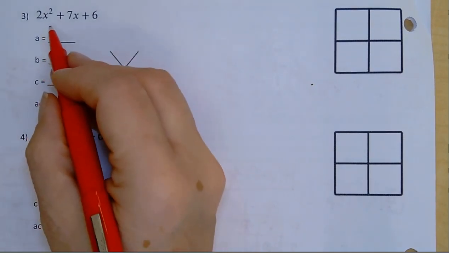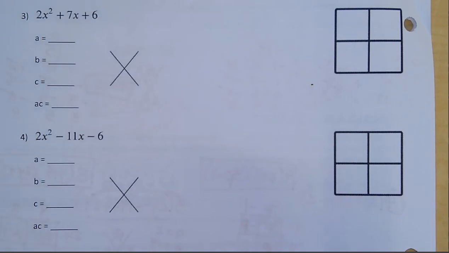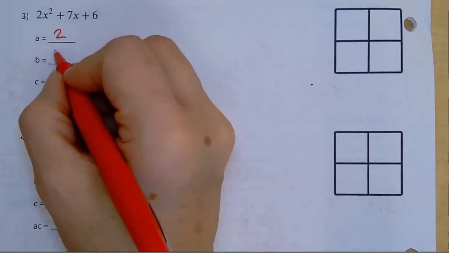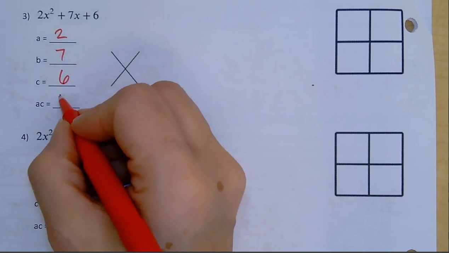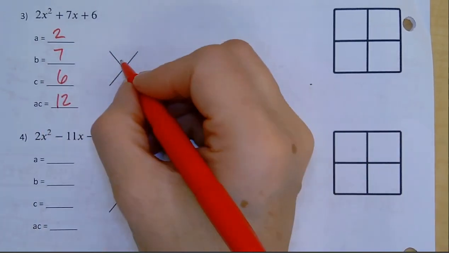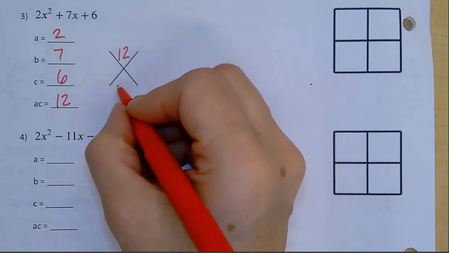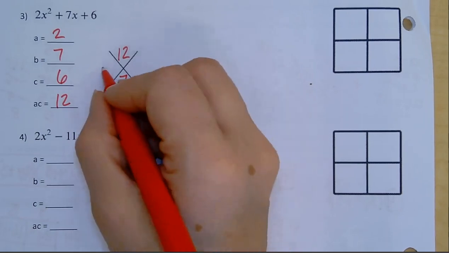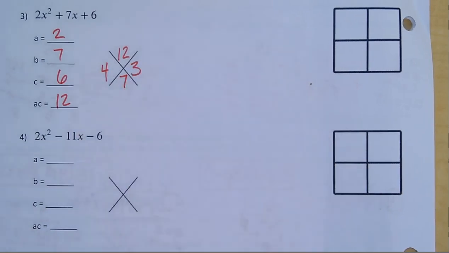Okay, 2x squared plus 7x plus 6. I do not see any common factors. I have 2, 7, 6, 12. A times c is 12. What two numbers multiply to give me 12, but add to give me 7? Well, 4 times 3. How about that? So I'm going to fill in my box now.